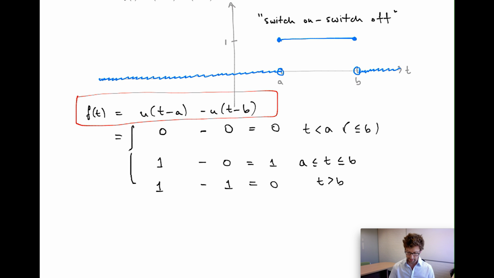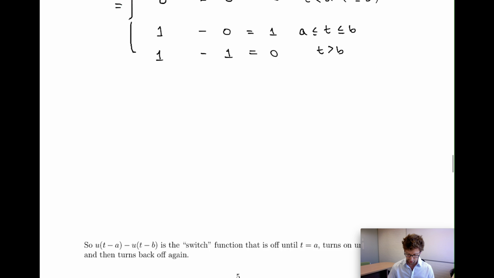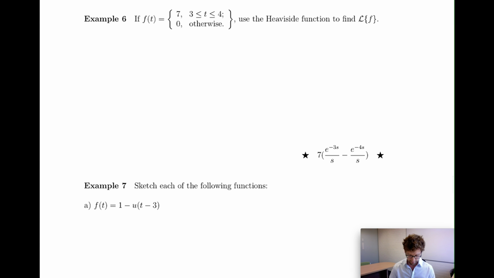So let's take a look at an example using this switch on, switch off function. Example 6. So our function is going to be equal to 7 between the values of t equals 3 and t equals 4, and it's going to be 0 otherwise. So you can see that this is exactly going to be a switch on, switch off. It's going to switch on with the value 7 at t equals 3, and it's going to switch off with the value 7 at t equals 4.